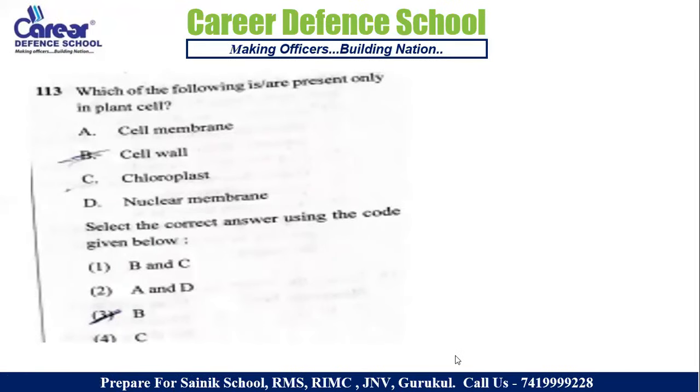Option 1. Okay, B and C. Chloroplast and cell wall both are only present in plant cell. Let's move on to the next question.